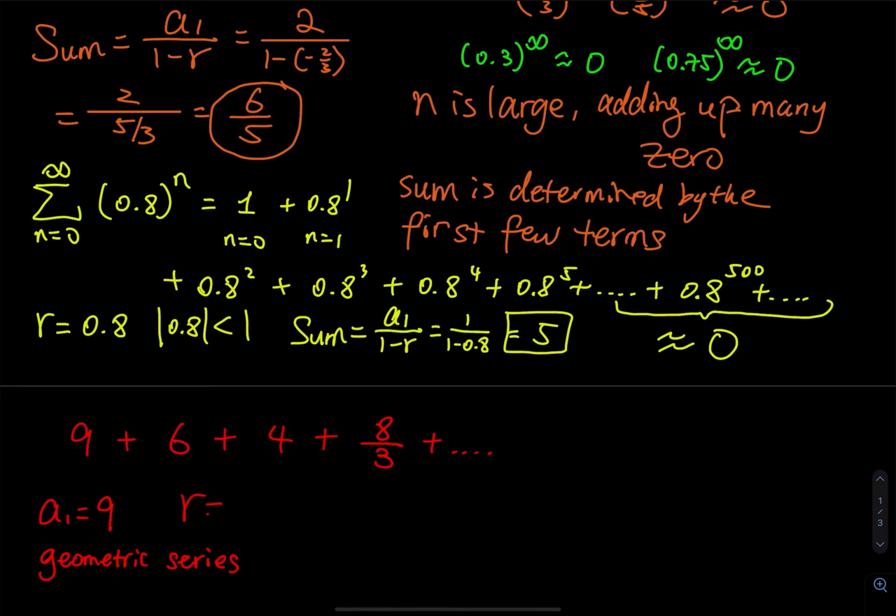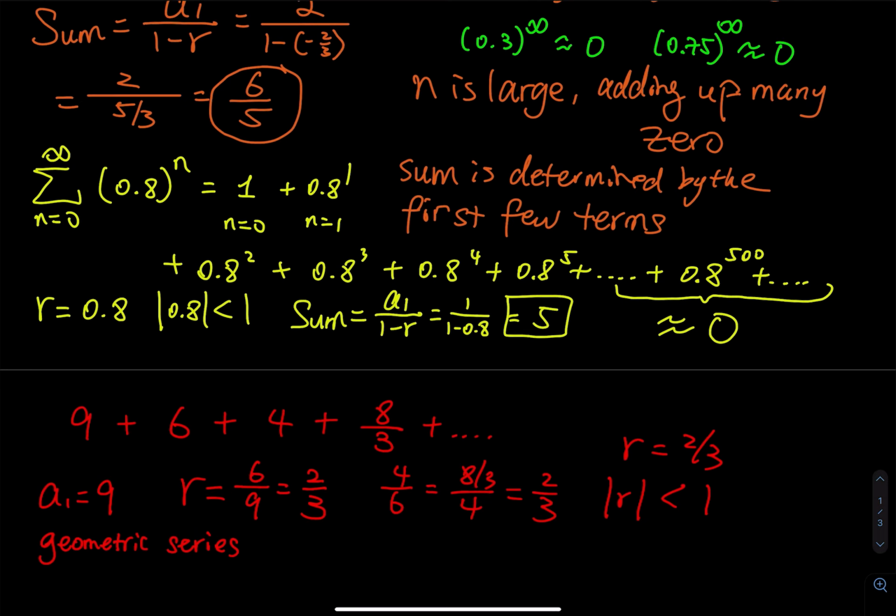The common ratio is the next term divided by the previous term. This is 2 over 3, and I will make sure this is true for every single pair. And then 4 divided by 6 and 8 over 3 divided by 4, they are all 2 over 3. So I know that the common ratio is 2 over 3, and the absolute value of that is less than 1. So that means the sum is not equal to infinity.